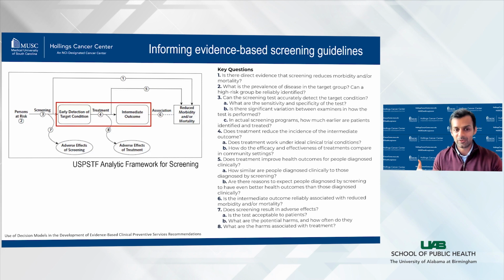The key questions that the USPSTF framework asks: Is there direct evidence that screening reduces morbidity and or mortality? What is the prevalence of disease in the target group? Can a high-risk group be reliably identified? Can the screening test accurately detect the target condition? Does treatment reduce the incidence of the intermediate outcome? Does treatment improve health outcomes for people diagnosed clinically? Is the intermediate outcome reliably associated with reduced morbidity and or mortality? Does screening result in adverse events? What are the harms and benefits associated with treatment?